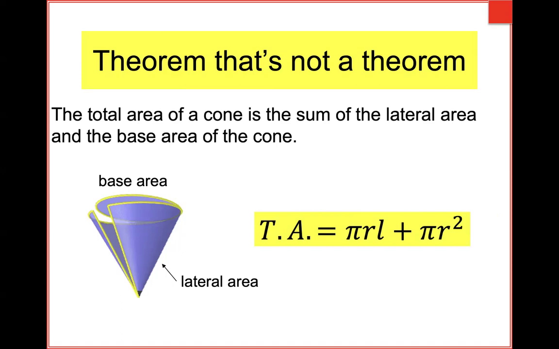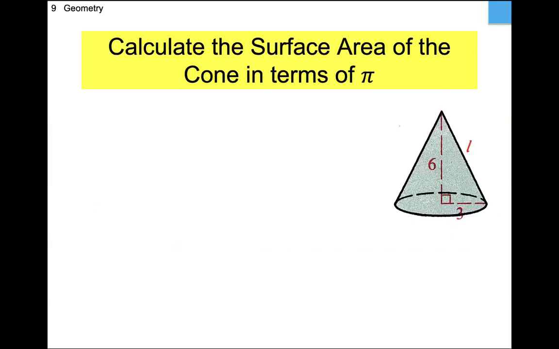Okay, there we go. One more formula and we're done. Let's do a quick practice problem right here. It says calculate the surface area of the cone in terms of pi. Well, we just wrote down surface area is pi RL plus pi R squared. So I need radius and slant height. And notice I got a radius of 3. I got a height of 6, but no slant height.